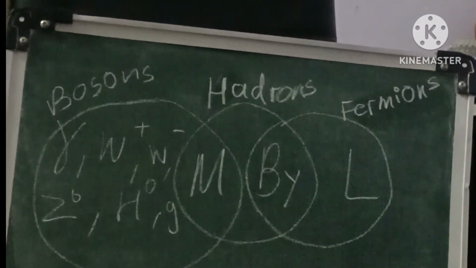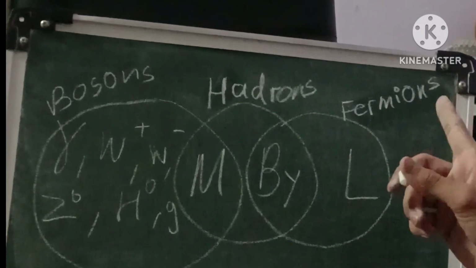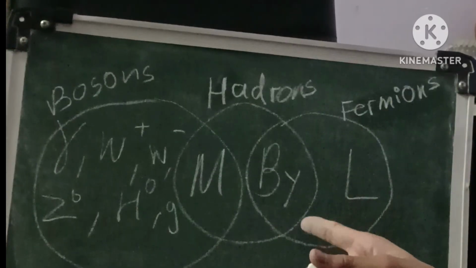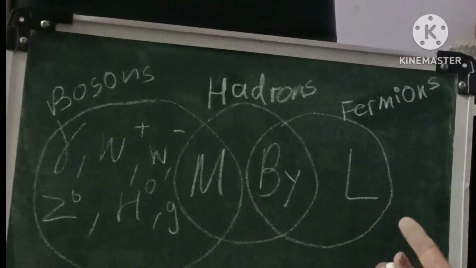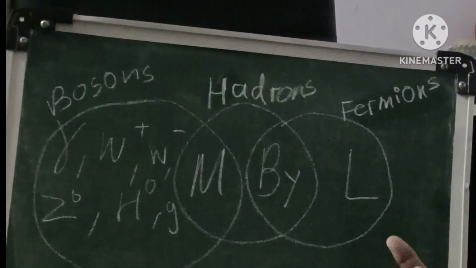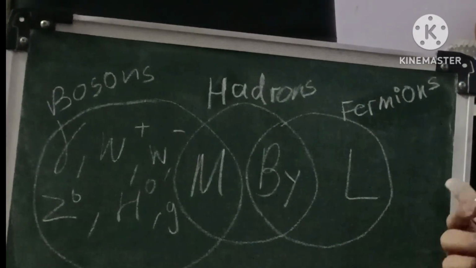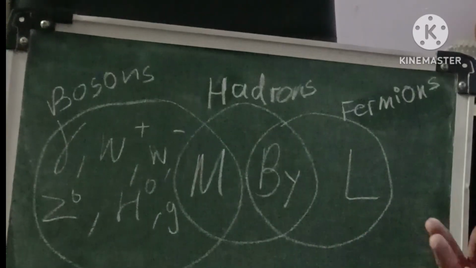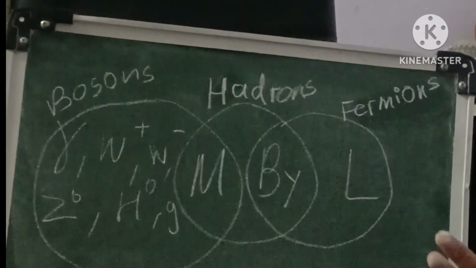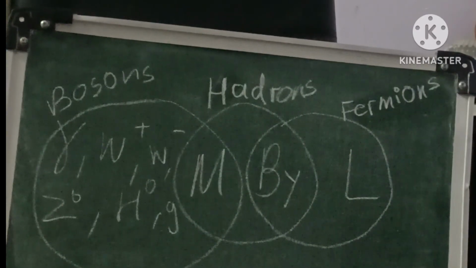And now, what are fermions? Fermions are those particles which have half integer spin. So proton and neutron had half spin. Leptons too have half spin, so they are fermions. And hadrons are those made of quark antiquark. Fermions are leptons and baryons.